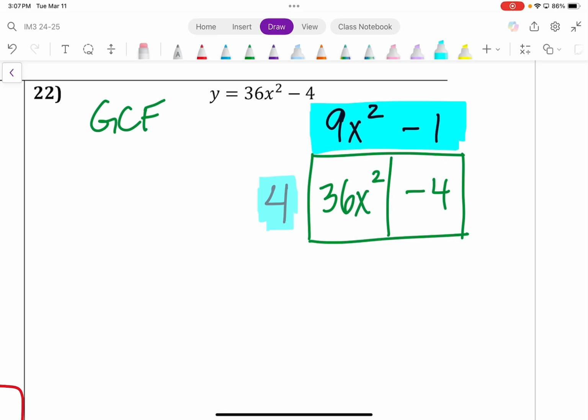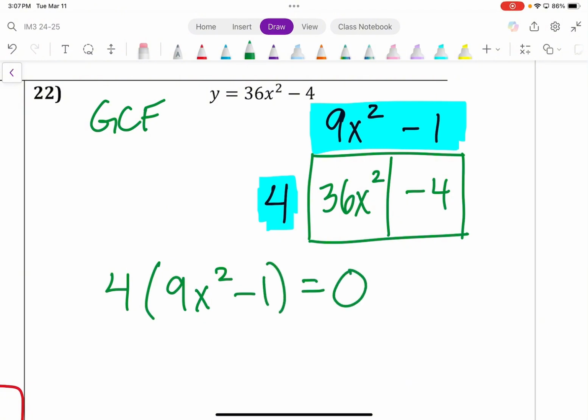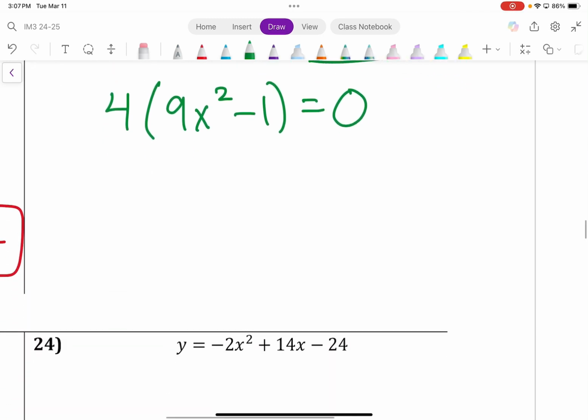These are factors. Rewrite them: 4 parentheses 9x squared minus 1. Set that equal to 0. Now, because 4 does not have any variables, we can ignore it. 4 is a constant. So let's focus then on 9x squared minus 1 equal to 0. How would I solve this? What would my first move need to be?